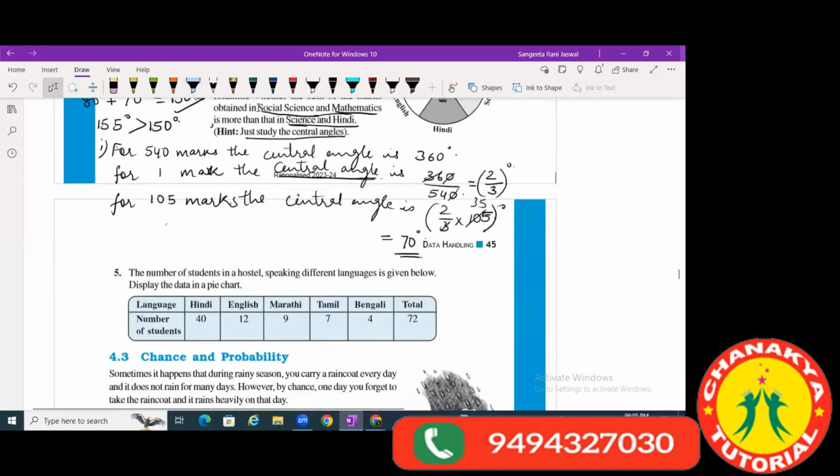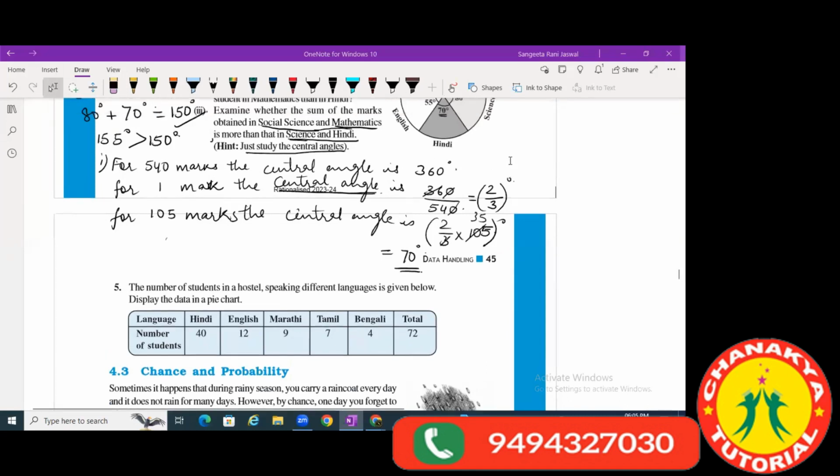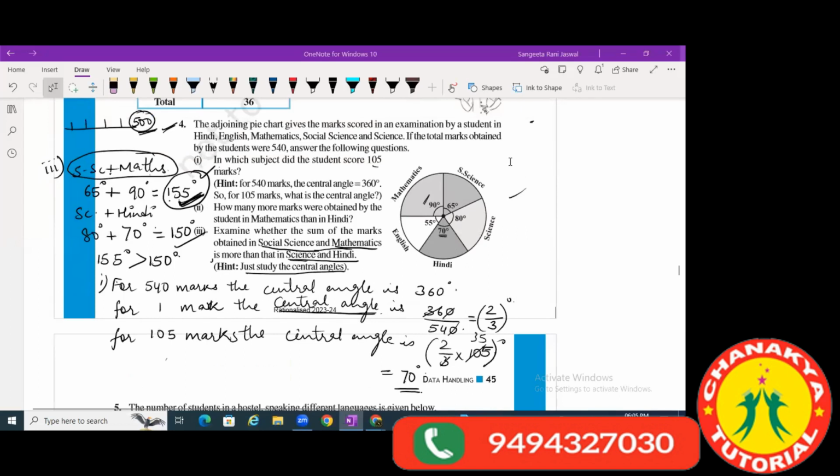Okay. Have all understood? Anyone still has a doubt? Ma'am? Yes. Ma'am, like in the first question we got 70 degrees, right, ma'am? So as they asked, it is out of 540 marks, it is 70. 70 degrees. That's the central angle. That is not marks. That's 70 degrees. The first part is asking in which subject did the student score 105 marks. This is given in the question. I have not taken it from my side. This is asked in the question, in which subject the child got 105 marks. So ultimately when we did all this, we found that it is 70 degrees. And where is 70 degrees? That showed me that the subject is Hindi.